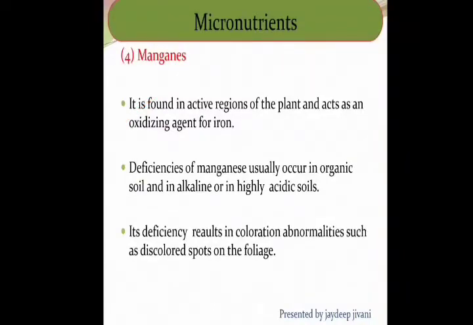So first, deficiency of manganese usually occurs in organic soil and in alkaline or highly acidic soil.